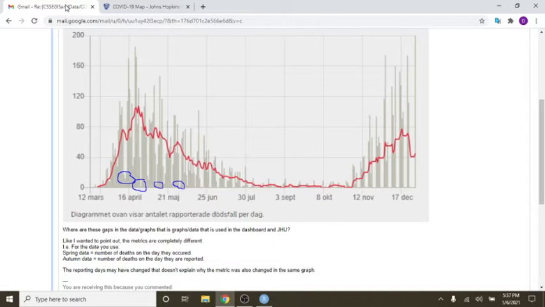I'm taking a fourth look at the Swedish numbers, and this comes from a response to a post I made earlier. The person says, where are these gaps in the data graphs data that is used in the dashboard in Johns Hopkins University? Okay, so here's the gap she's talking about.